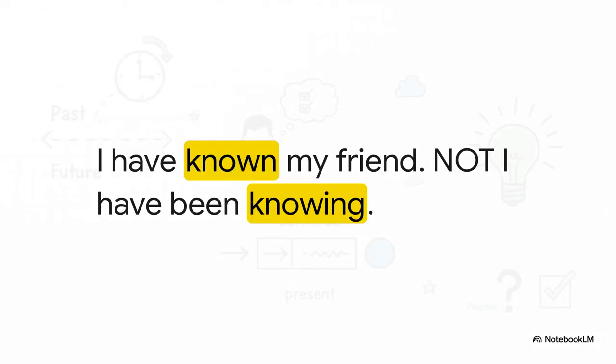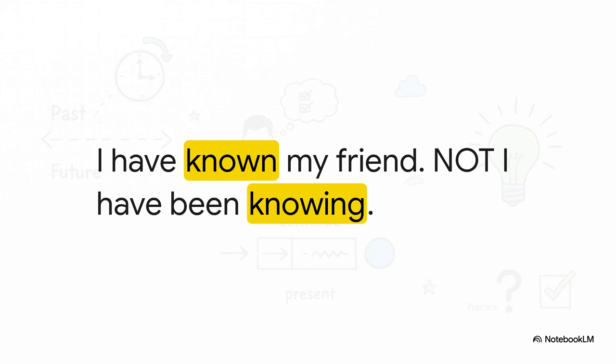Before we move on, there is a quick rule we need to clarify regarding state verbs. State verbs describe a state of being, not an active process. Verbs like know, like, believe, and understand generally cannot be used in continuous ing forms.